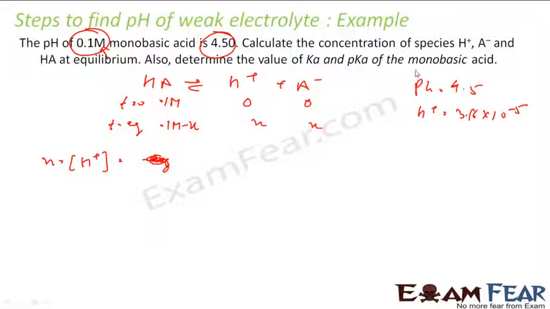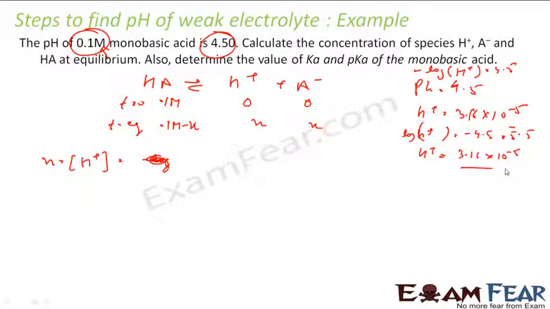How? pH is equal to 4.5, that is minus log of H plus ion is 4.5. So you solve this, you get log of H plus is minus 4.5, that is 5 bar 0.5, and H plus is nothing but anti-log of this, and that is nothing but 3.16 into 10 to the power minus 5. So I got the H plus ion concentration. Also we know that A minus ion concentration is also same. So my A minus ion is also equal to this value.